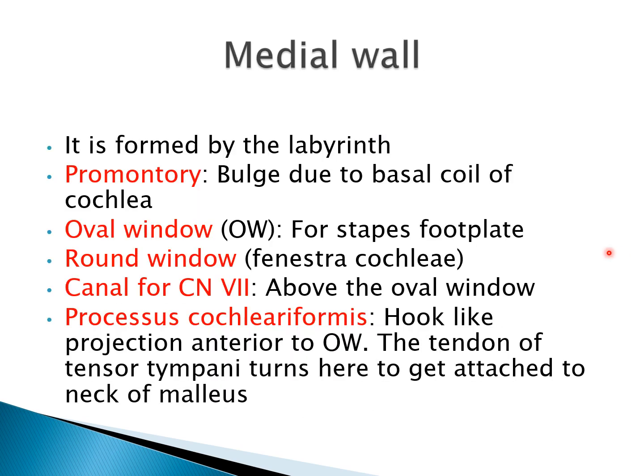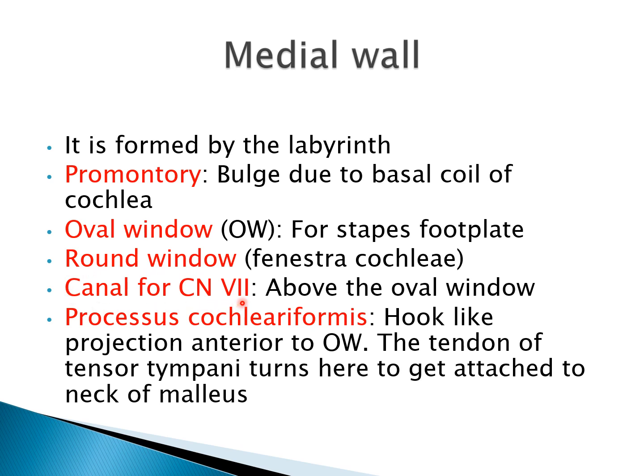Now moving to the medial wall. So it is formed by the labyrinth and promontory. Promontory is a bulge over the medial wall of the middle ear, which is because of the basal coil of the cochlea. Then there is an opening in the medial wall, which is oval window, which is for the stapes footplate. Another window is round window, also called fenestra cochleae, which is opening for scala tympani.